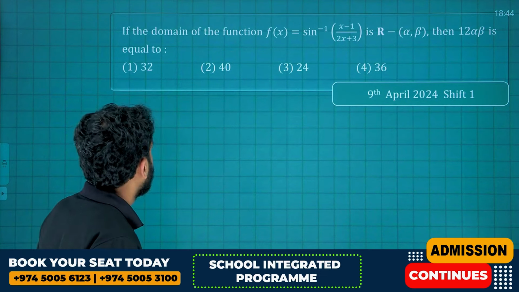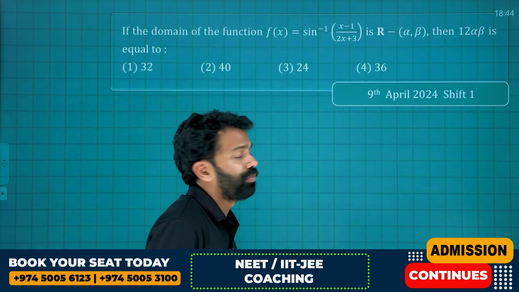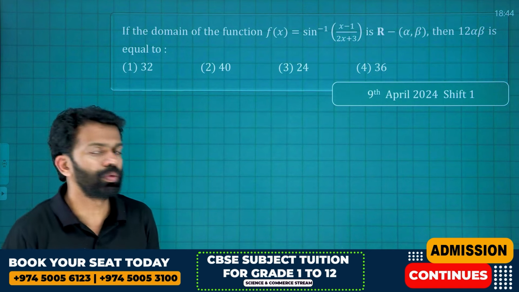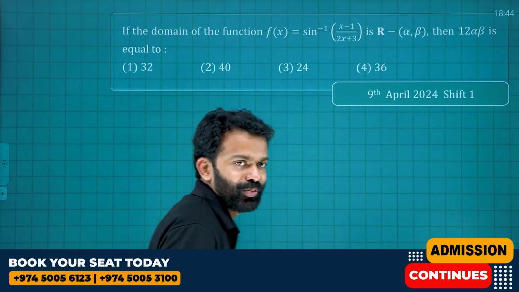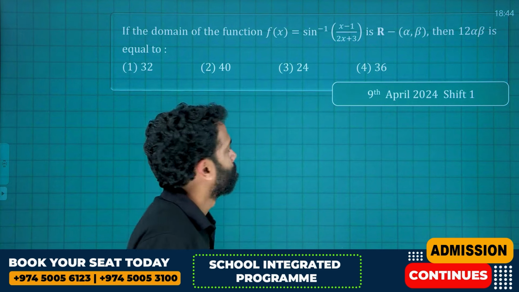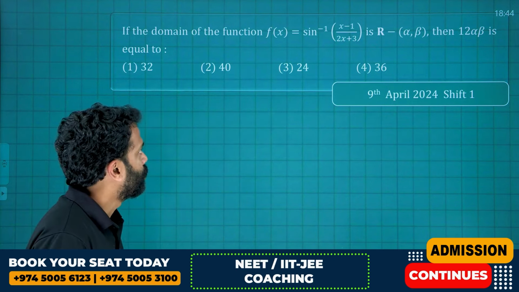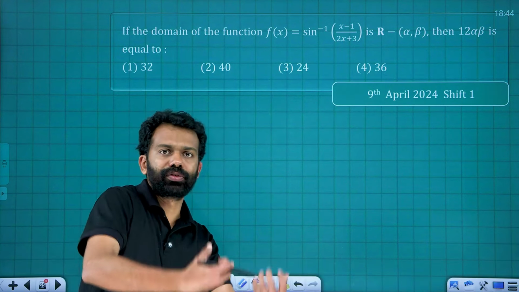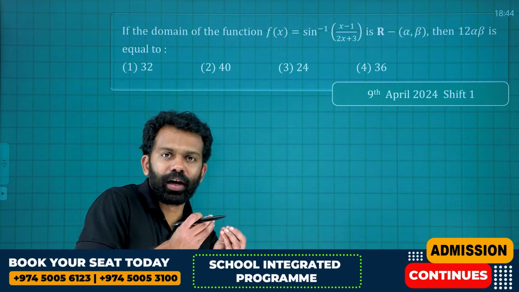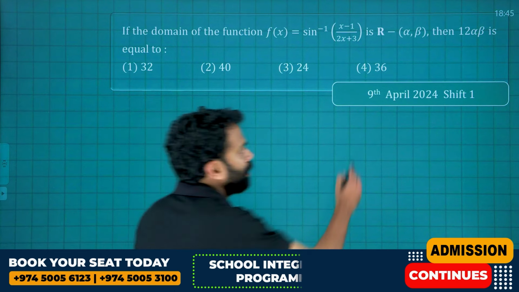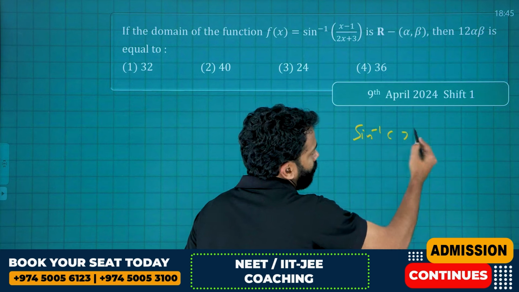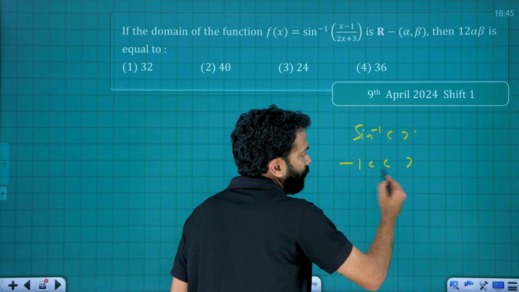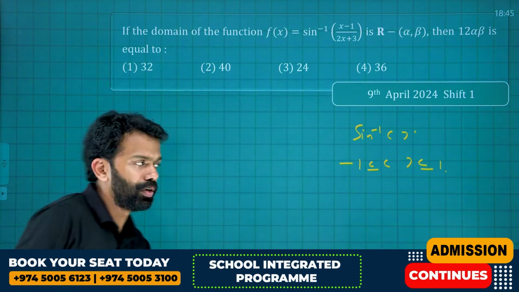Okay, the domain of the function. If the domain of the function given by f of x is equal to sine inverse of x minus 1 divided by 2x plus 3 is equal to R minus alpha beta, then you need to find the value of 12 alpha beta. Okay, let's do this. What is the domain of sine inverse of something? The value should be between minus 1 and 1. Whatever it is, if no conditions are mentioned, what is inside the bracket should lie between minus 1 and 1. It is always like that.